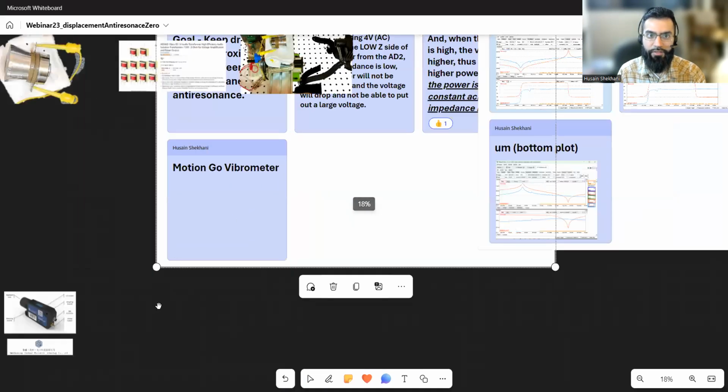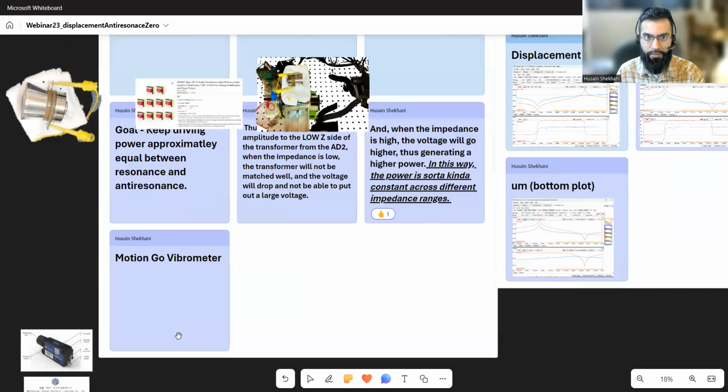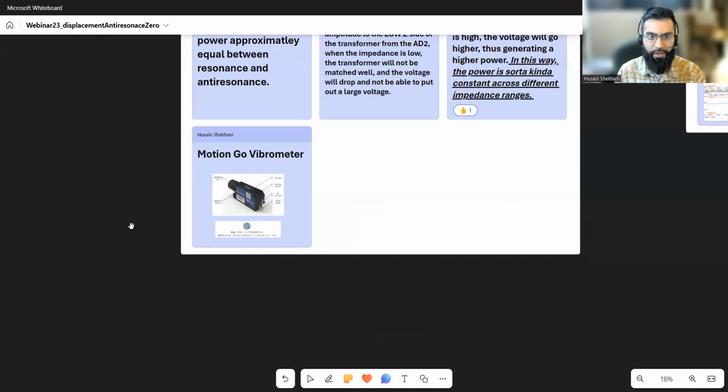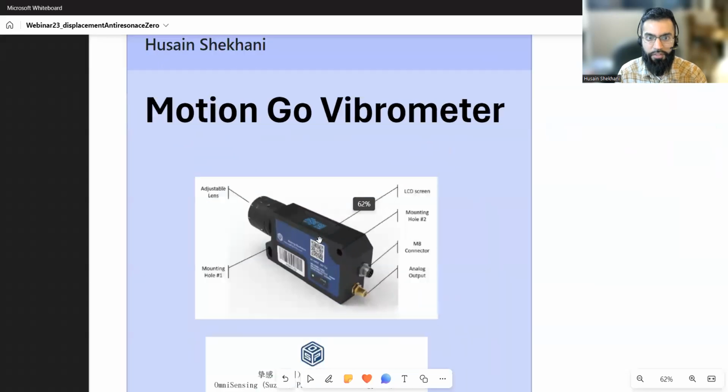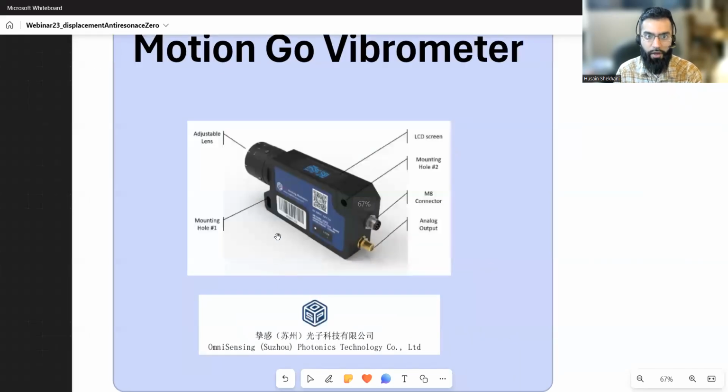All right. And this, oops, okay, perfect. I should lock it. So this is the vibrometer that I used. It's called the Motion Go vibrometer from Omnisensing Photonics. And it has an analog output. It also connects directly to your computer. So if you want to read values from that, you can.